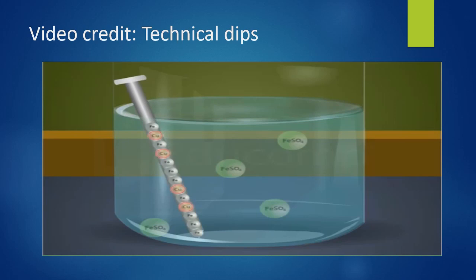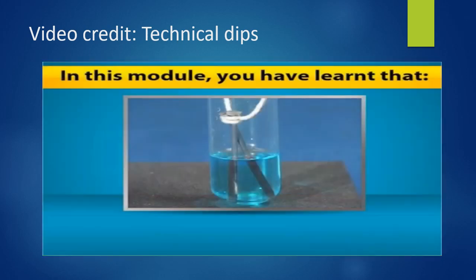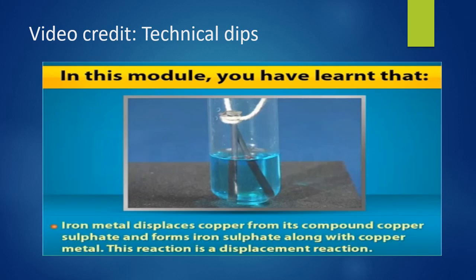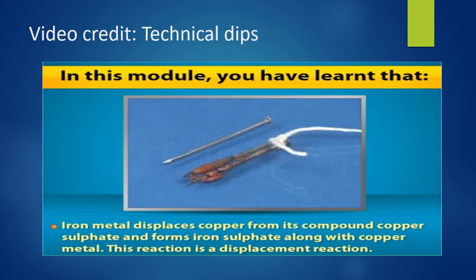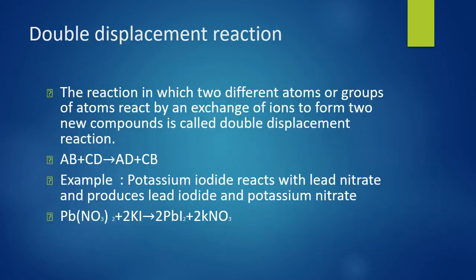Since in this reaction, a more reactive metal iron displaces a less reactive metal copper from its compound, it's a displacement reaction. In this module, you have learnt that iron metal displaces copper from its compound copper sulfate and forms iron sulfate along with copper metal. This reaction is a displacement reaction.